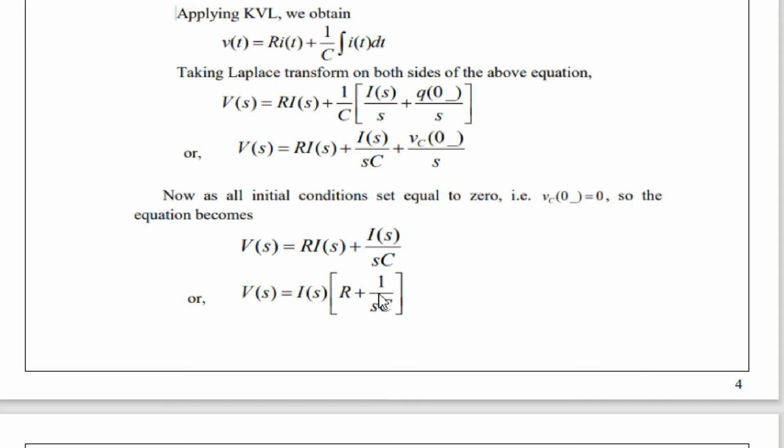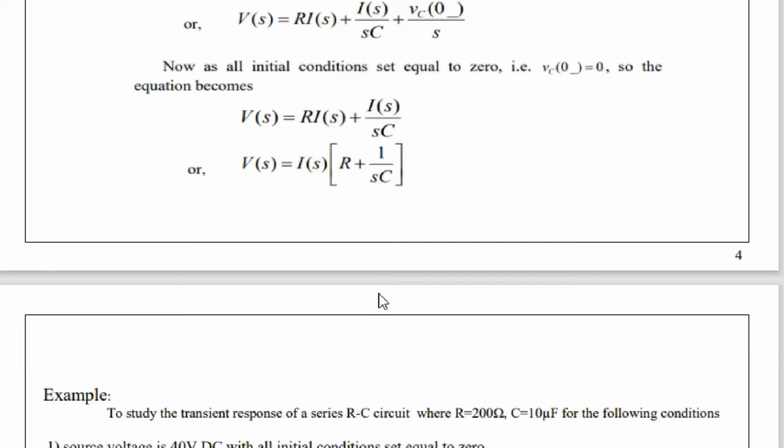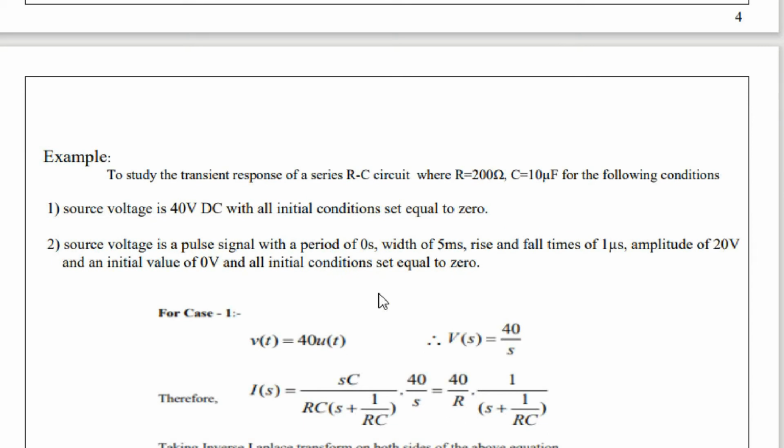So let us do some example. To study the transient response of the RC circuit, here we are taking R equal to 200 ohms and C equal to 10 microfarads for the following conditions. Here we are considering two different conditions by applying different input voltages. So we are considering two cases.